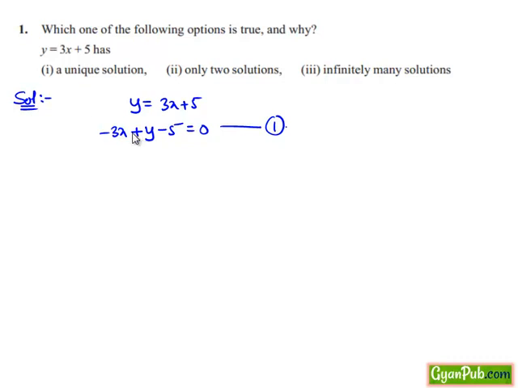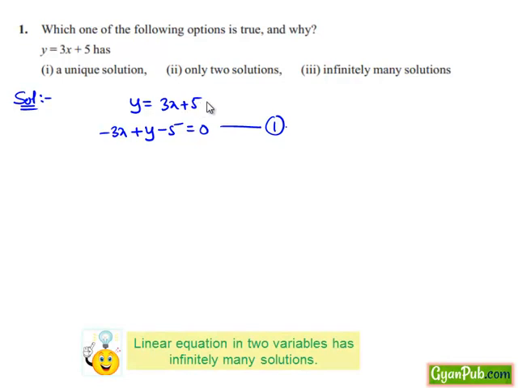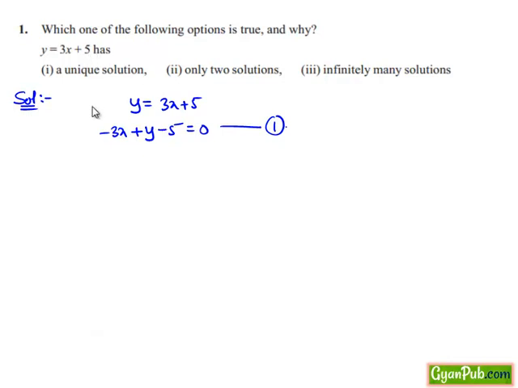Now we need to find if the given equation has a unique solution, or only two solutions, or infinitely many solutions. We know that a linear equation in two variables has infinitely many solutions. So let us check this by finding the solutions of the given equation.